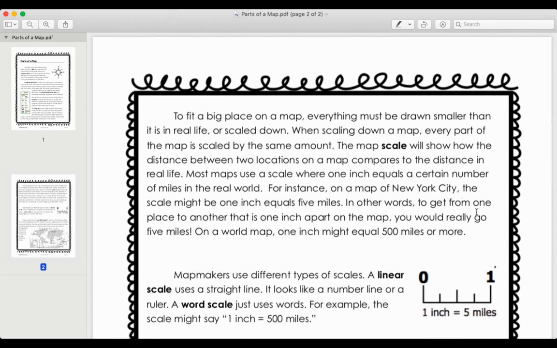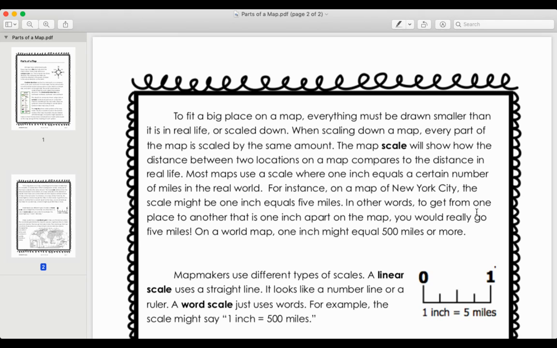To fit a big place on a map, everything must be drawn smaller than it is in real life, or scaled down. When scaling down a map, every part of the map is scaled by the same amount. The map scale will show you how the distance between two locations on a map compares to the distance in real life. Most maps use a scale where 1 inch equals a certain number of miles in the real world.